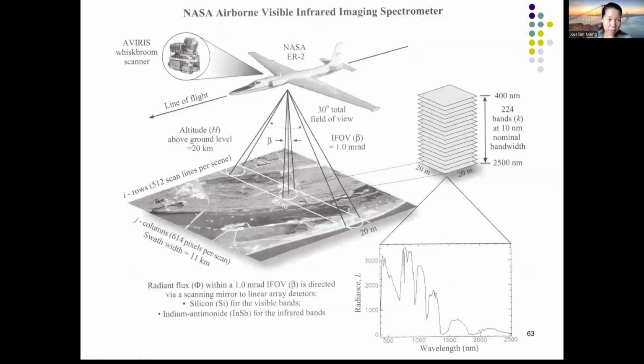So this is an example of the NASA Airborne Visible Infrared Imaging Spectrometer, the AVIRIS data set. This is how the camera may look. As we can see, this imaging system can acquire 224 spectral bands, that's definitely a hyperspectral data set.